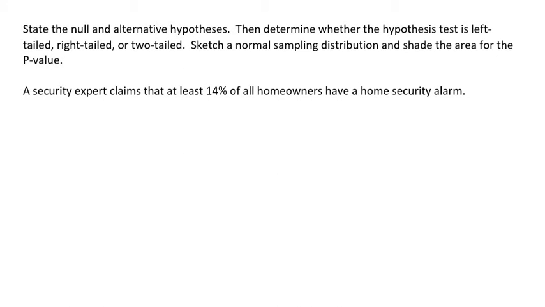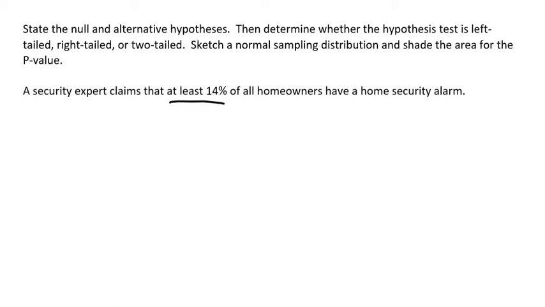So let's look at an example of what we just talked about. State the null and alternative hypothesis, then determine whether the hypothesis test is left-tailed, right-tailed, or two-tailed. Sketch a normal sampling distribution and shade the area for the p-value. A security expert claims that at least 14% of all homeowners have a home security alarm. Here's your key phrase, at least 14%.